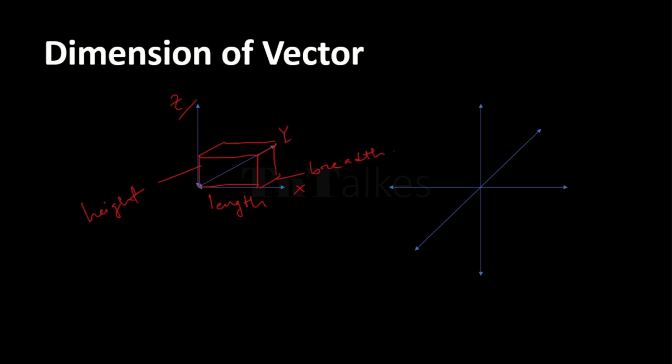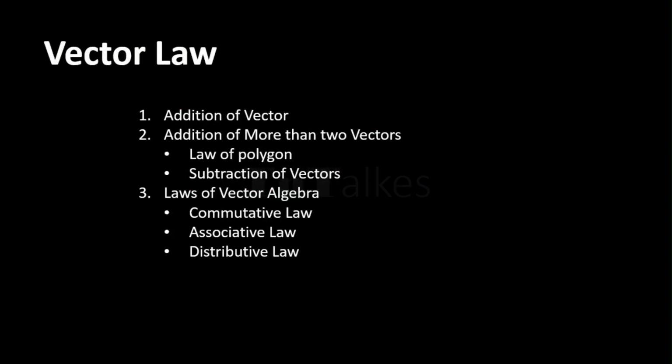Now, vector law. There are mainly three laws of vector. Number one, addition of vector. Number two, addition of more than two vector. And number three, laws of algebra. The laws of polygon and the subtraction of vectors are the two types of addition of more than two vectors. On the other hand, commutative law, associative law, and distributive law are the three types of laws of algebra.